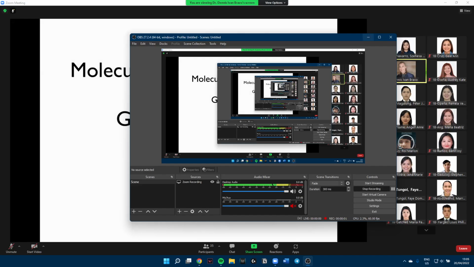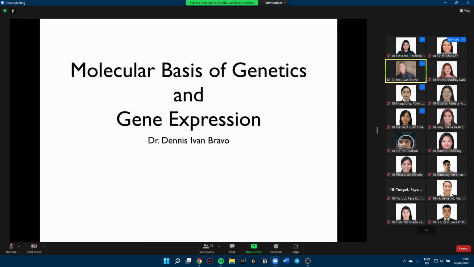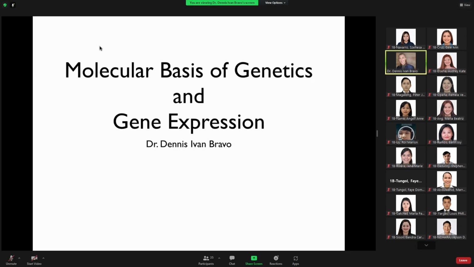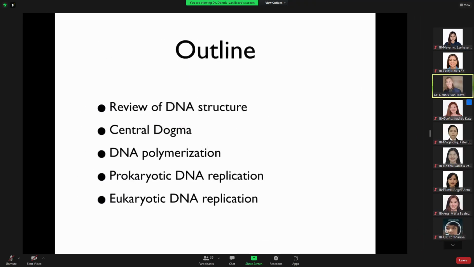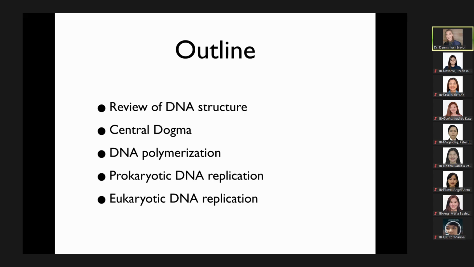Okay, so our topic is the molecular basis of genetics and gene expression. I divided the lecture into two parts. The first part we shall be dealing mainly with molecular basis of genetics. So here we'll have a brief review of the structure of DNA, followed by a discussion of the central dogma, which is really the basis of our lecture for today.